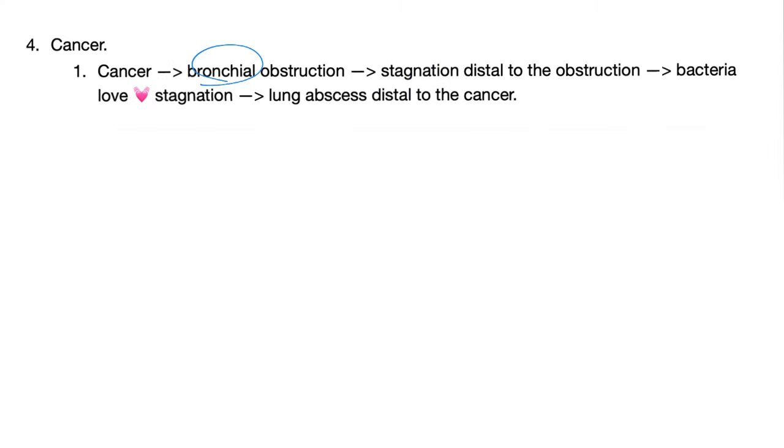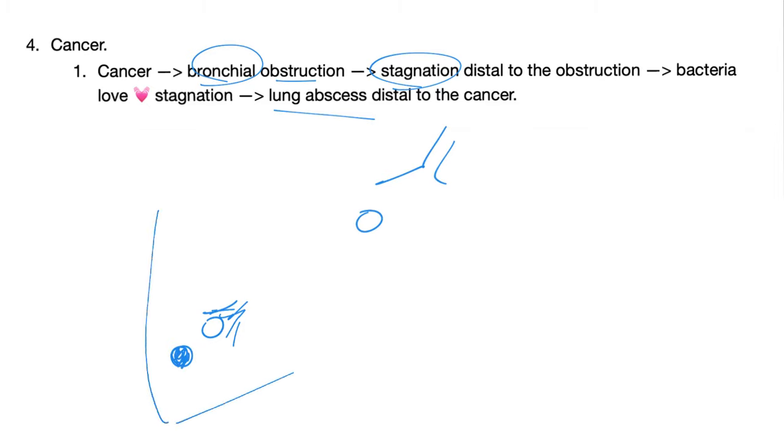Cancer can cause bronchial obstruction, leading to stagnation. Bacteria love stagnation, leading to lung abscess distal to the cancer. If the cancer is proximal, the lung abscess is going to be proximal. If the cancer is alveolar cell cancer or anything that's very distal in a small bronchiole or bronchi, it's going to be a distal abscess in the periphery. But in any case, it's always distal to the obstruction.